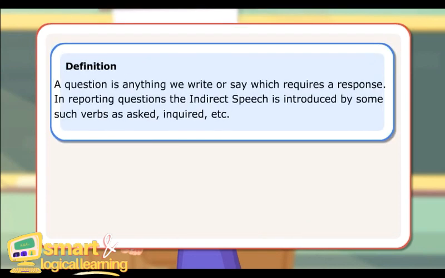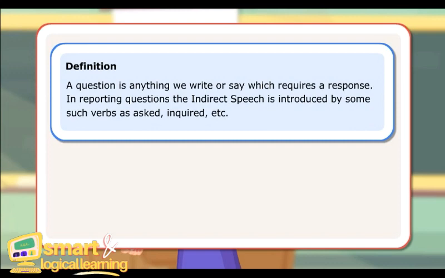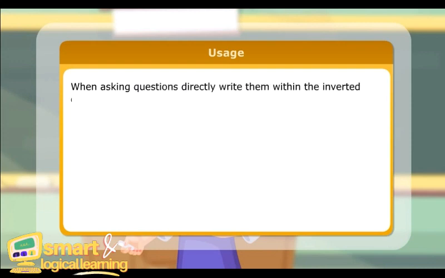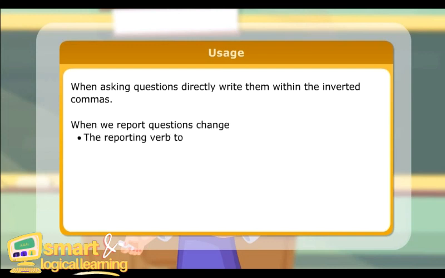Definition. A question is anything we write or say which requires a response. In reporting questions, the indirect speech is introduced by verbs such as asked, inquired, etc. Usage. When asking questions directly, write them within inverted commas. When we report questions, change the reporting verb to ask or inquire.